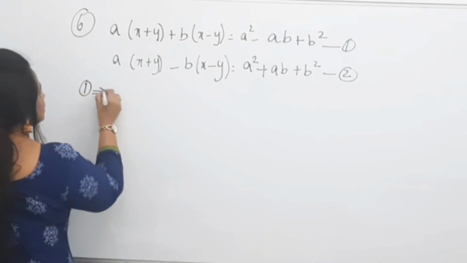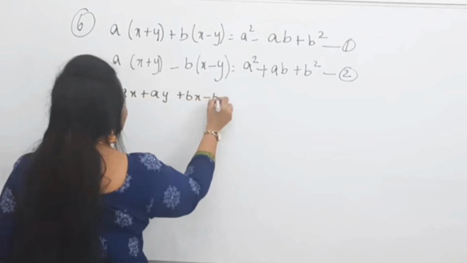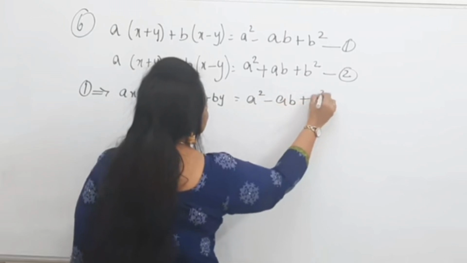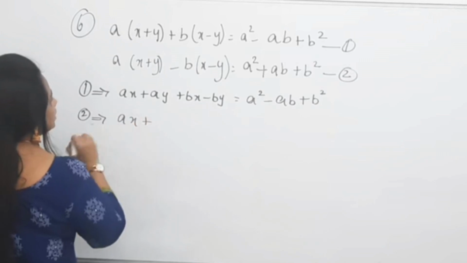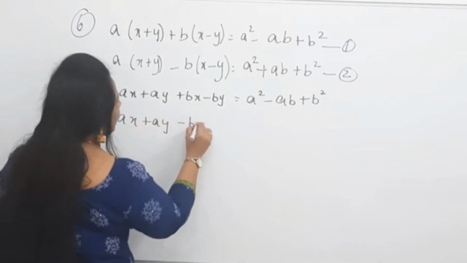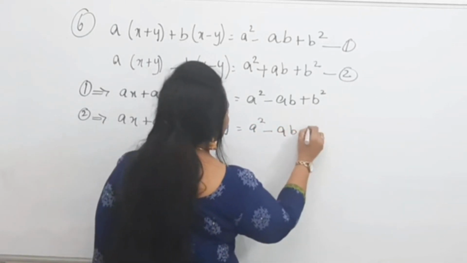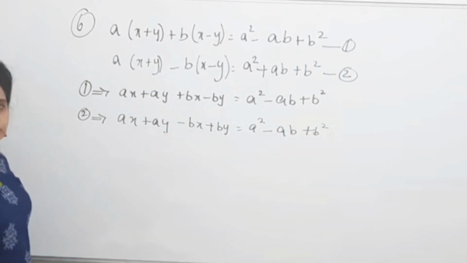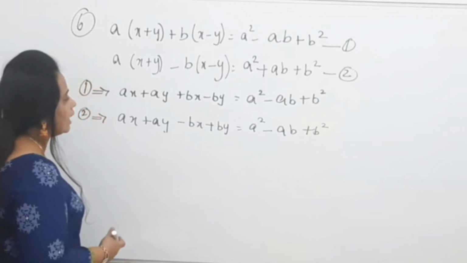So my first equation becomes ax plus ay plus bx minus by is equal to a square minus ab plus b square. And my second equation becomes ax plus ay minus bx plus by is equal to a square minus ab plus b square. So I get a lengthy equation. Now I'm going to check which variables can be cancelled.